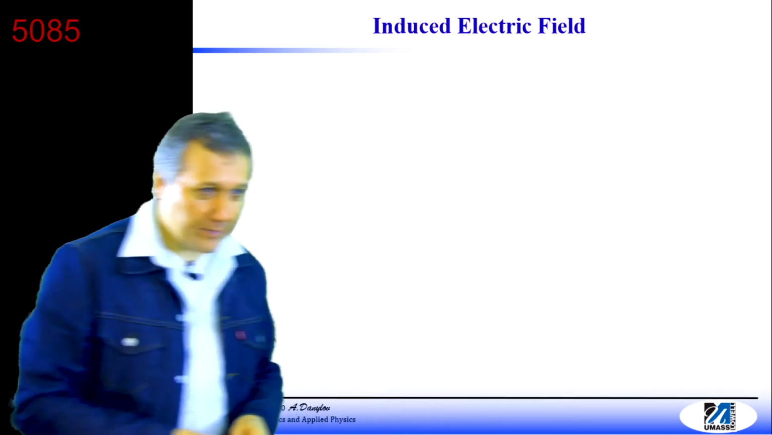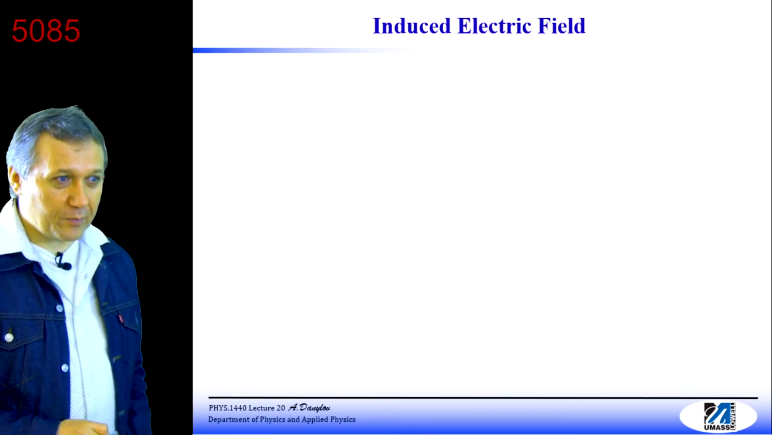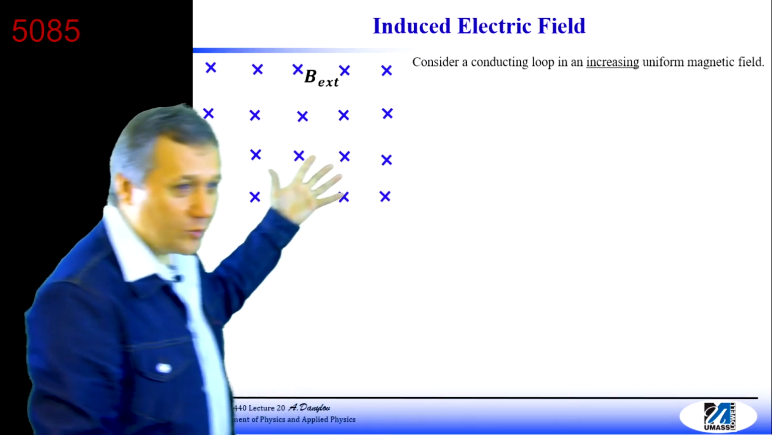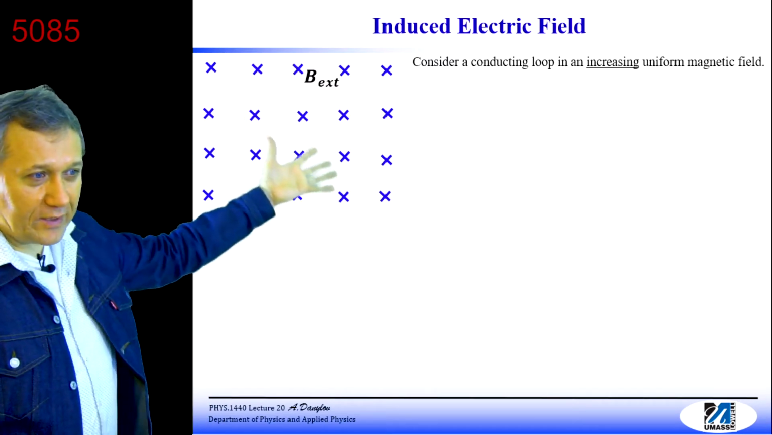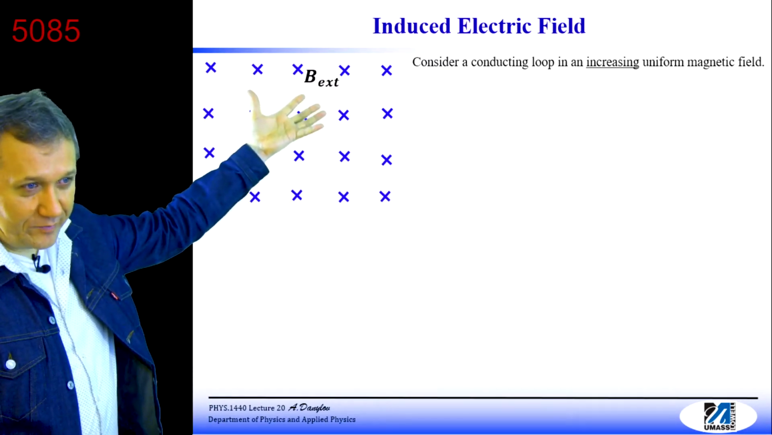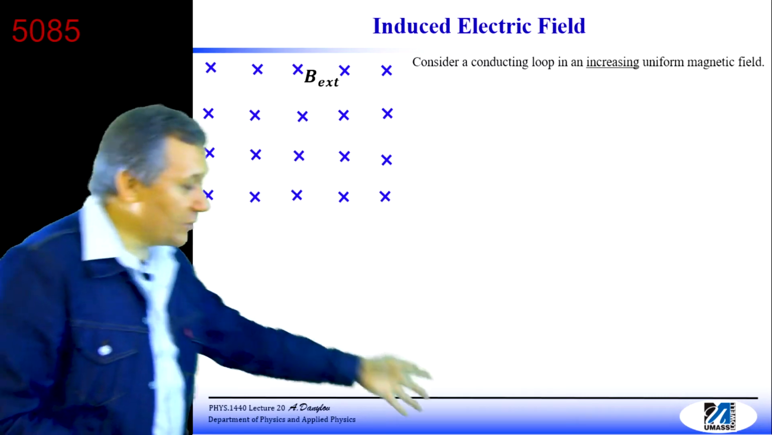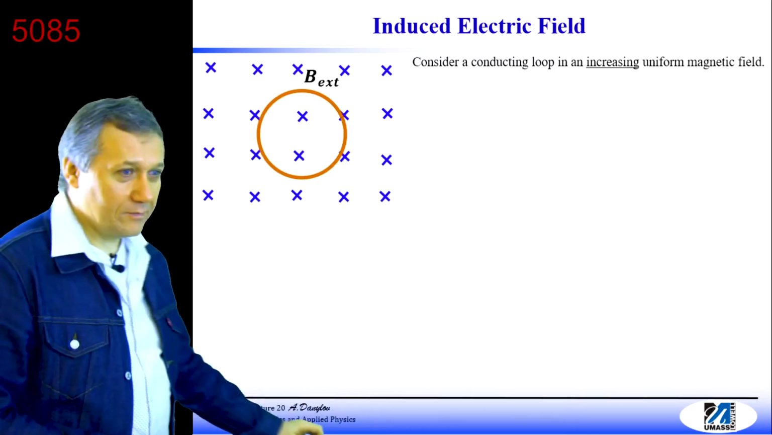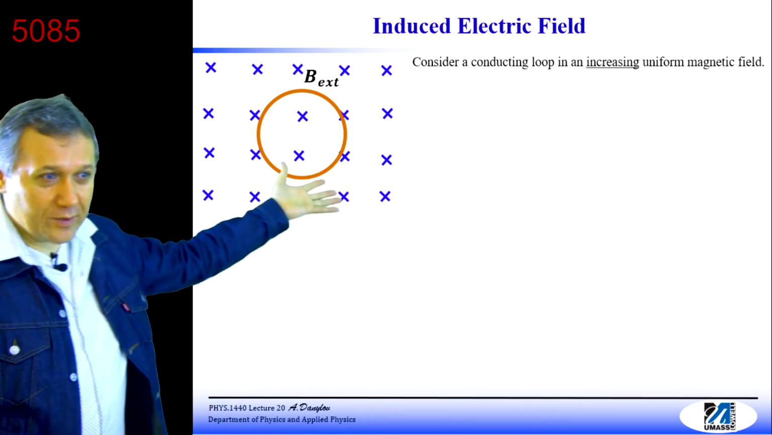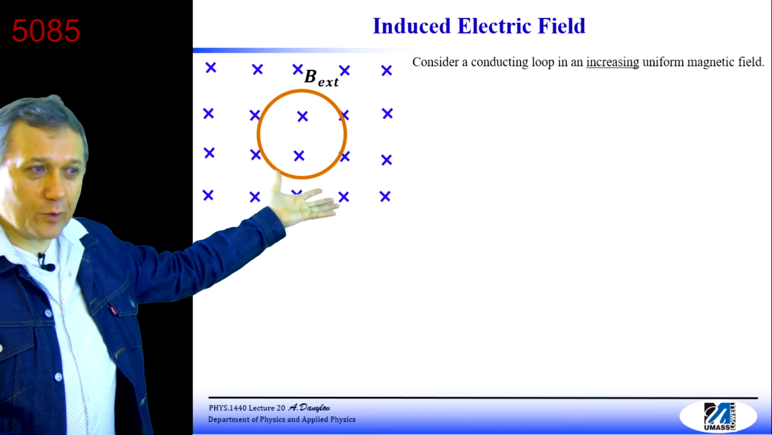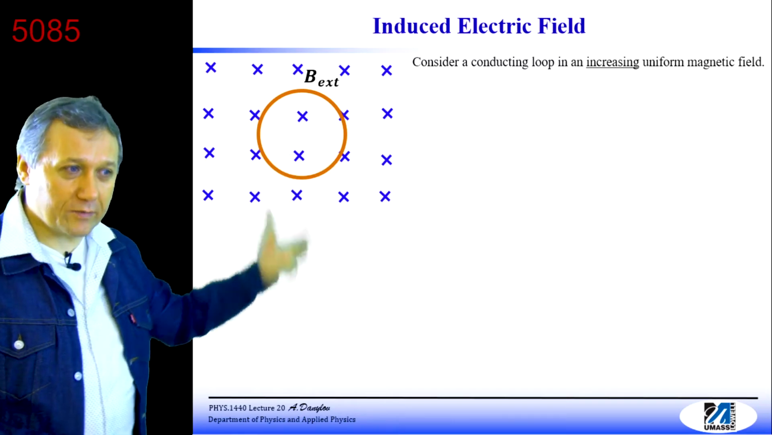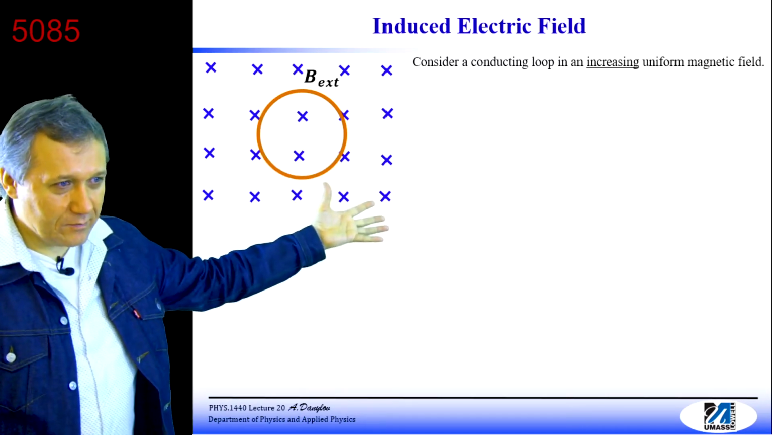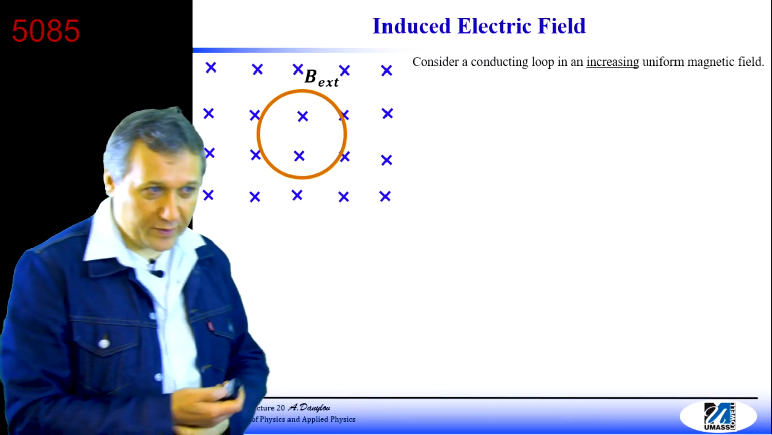So let's start, again, as I said, from the place where we are quite comfortable. So let's assume that we have a uniform magnetic field, B external. Let's assume that we have some conducting loop, right? And of course, we can analyze. We're going to get induced current, and what's the direction of the induced current. We've done this example many times. So at this point, we should be very comfortable.